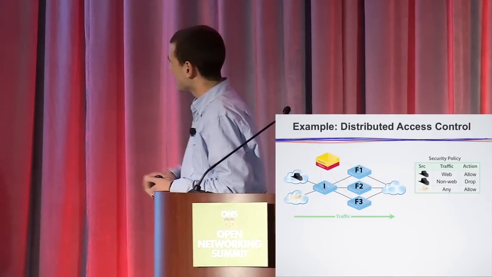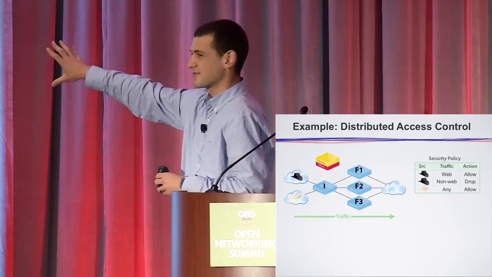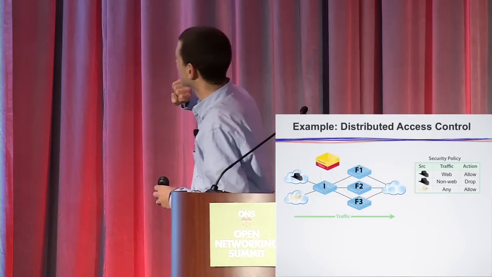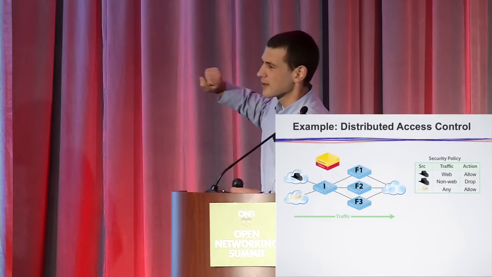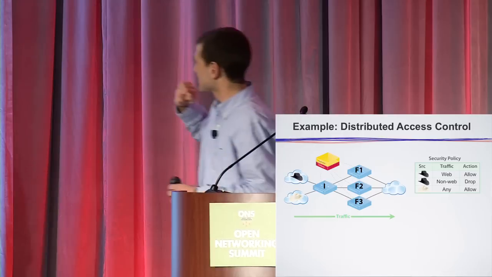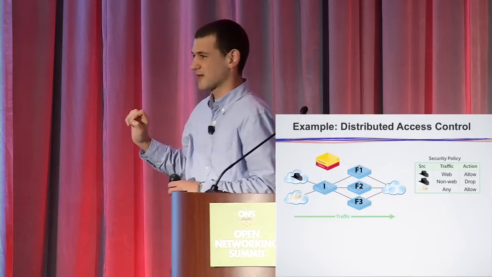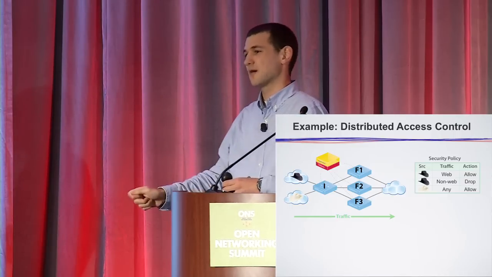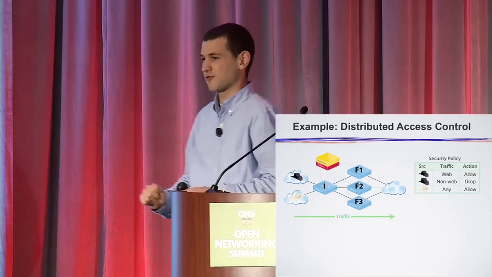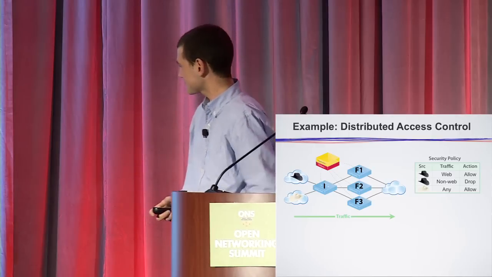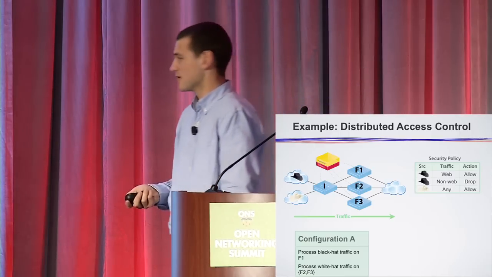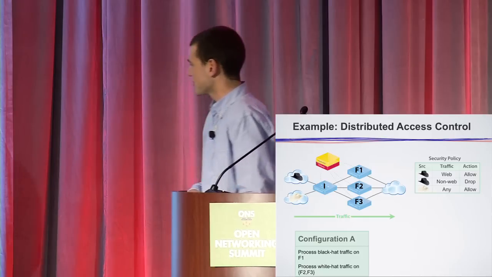What I want is that the configuration of this network implements the high-level security policy I've shown on the right. That diagram may be small to see in the back, but basically it says black hat traffic is allowed to flow through if it's to web hosts, but if it's not to web hosts, then it's blocked. And white hat traffic is always allowed to flow through. There are lots of different configurations we could use to implement this policy. Here's one. I'll call it configuration A.